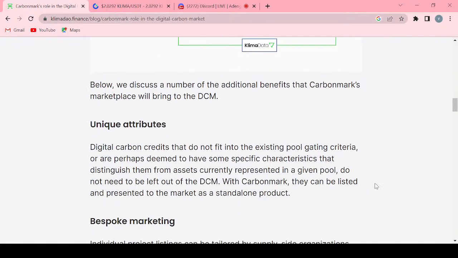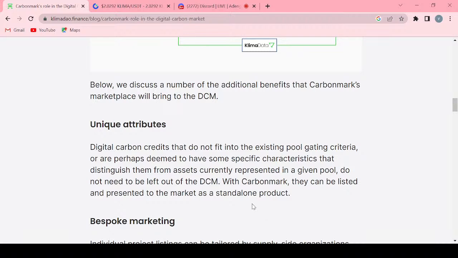So the unique attributes of this Klima: the digital carbon credits that do not fit into the existing pool criteria, or perhaps are deemed to have some specific characteristics that distinguish them from assets currently represented in a given pool.